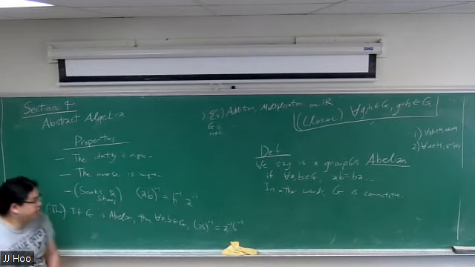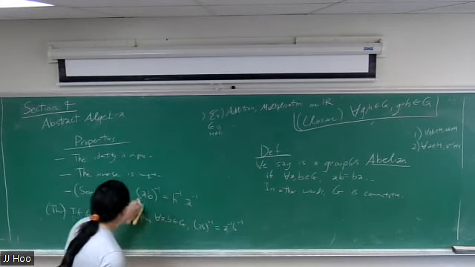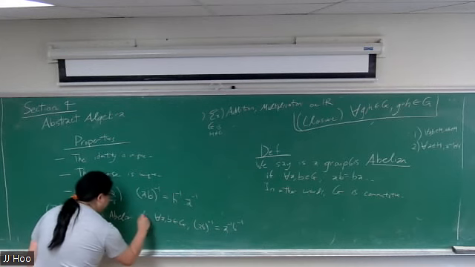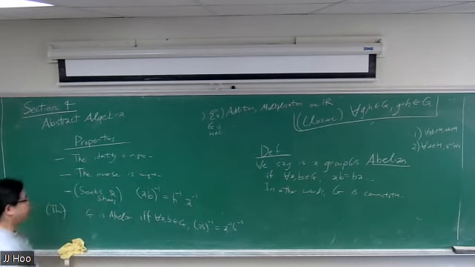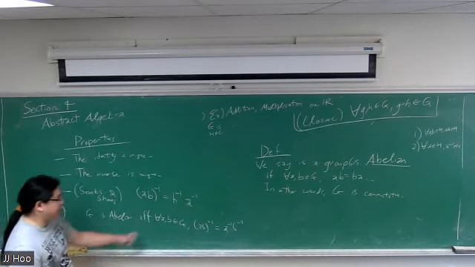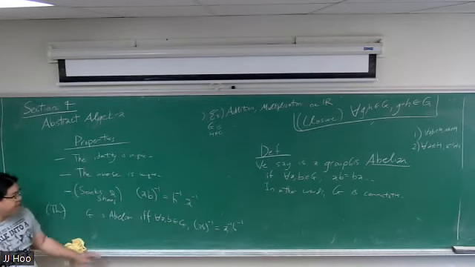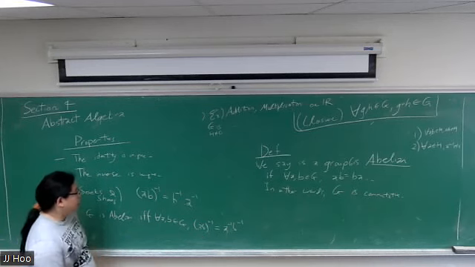In fact, I can make this even stronger now that I think of it. Instead of an if-then, I can make this an if and only if, right? G is abelian if and only if I have this property. In other words, this goes both ways. If G is abelian, I have this property. Obviously, that makes sense, right?